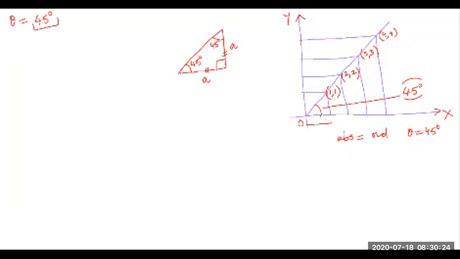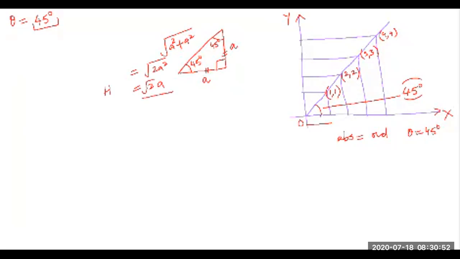Now, what will be the hypotenuse? Applying Pythagoras theorem, hypotenuse will be under root of base square plus perpendicular square. Well, this is equal to under root 2a square, and this is equal to under root 2 a. I will not take minus sign. Why? Because the length is always positive. So my hypotenuse is under root 2 a.